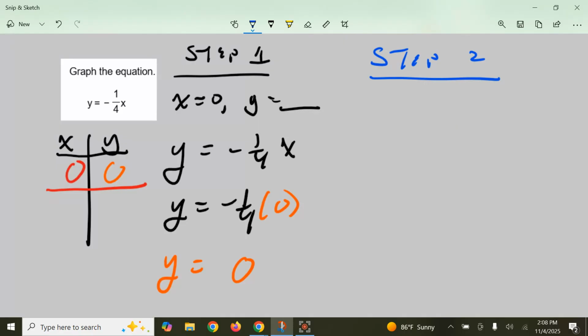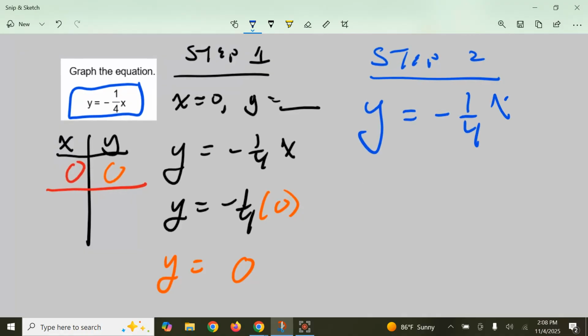Okay, step number 2. I've got to pick another number for x. Y'all, I want you to look at the problem we have. I'm going to write it right here: y equals negative 1/4 times x. Whatever number I pick for x, I'm going to multiply it by negative 1, but then I'm going to have to divide it by a 4.